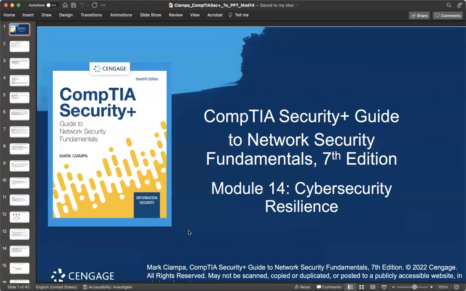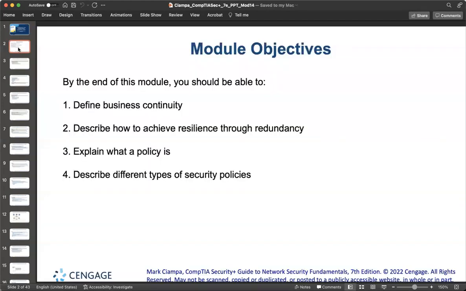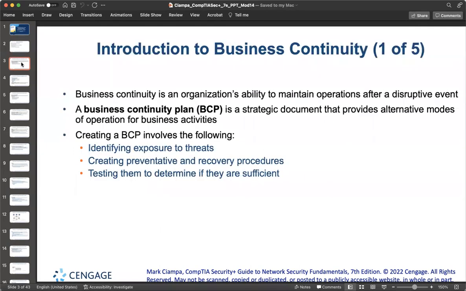Okay, welcome to Module 14 of the Network Security Fundamentals series, which we will be talking about cybersecurity resilience. Hopefully, by the end of this module, you will be able to define business continuity, describe how to achieve resilience through redundancy, explain what a policy is, and describe different types of security policies.